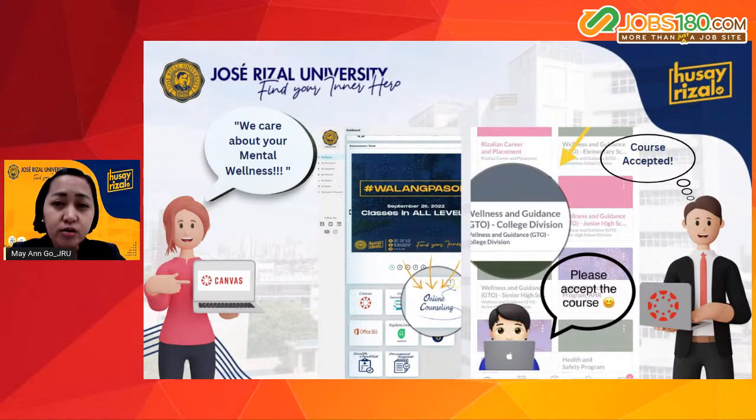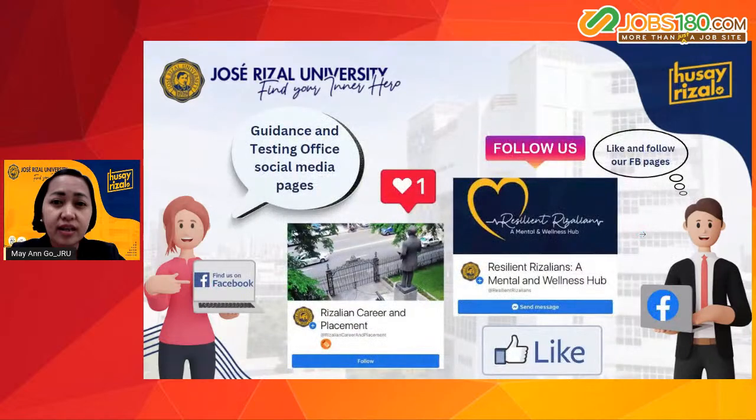So next with that, we'd like to request everyone to please follow our GTO or Guidance and Testing Office social media pages. We have Resilience, a mental wellness hub that we are offering with our services. And also we have the Rizalian Career and Placement FB page wherein you can get the announcements and the job postings that we offer to our Rizalian students, so that we can guide you in your academic journey here in JRU.